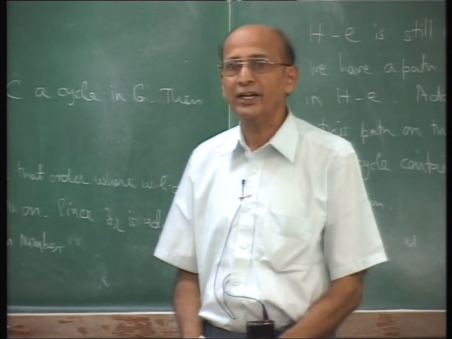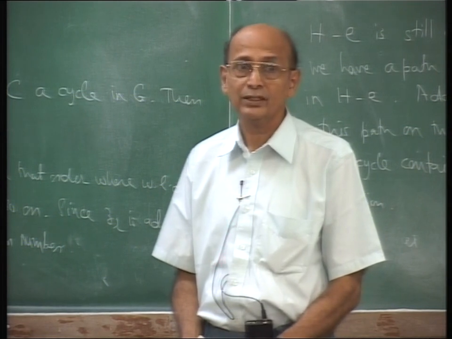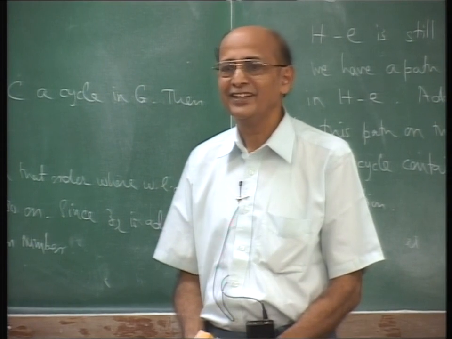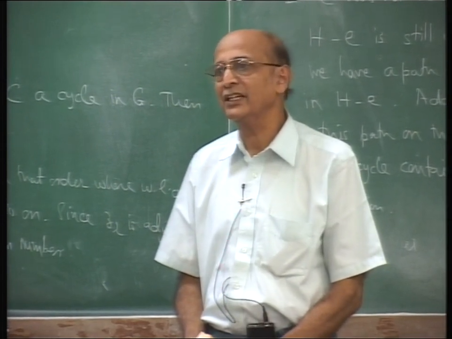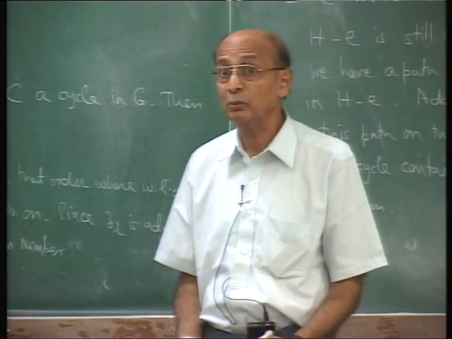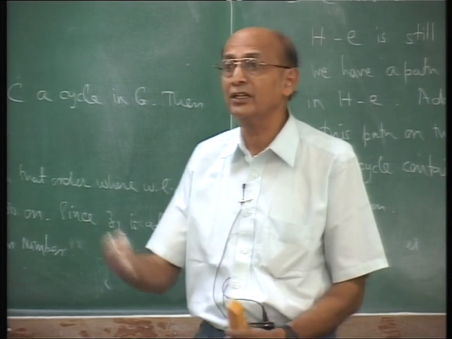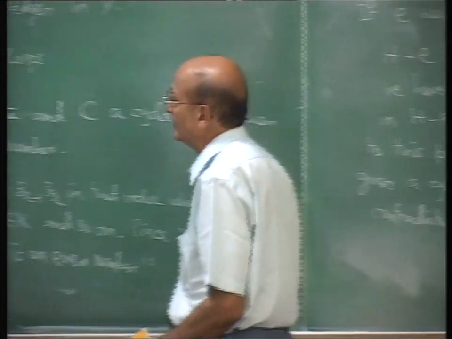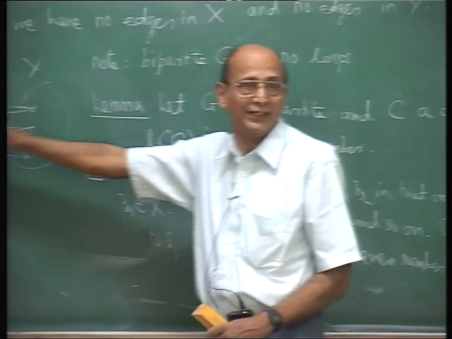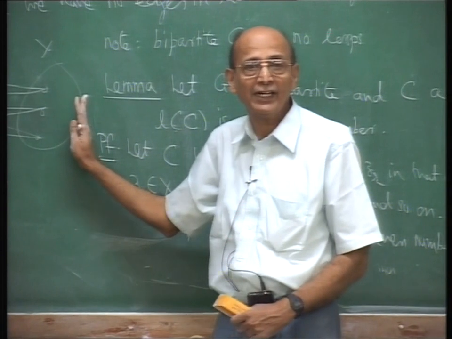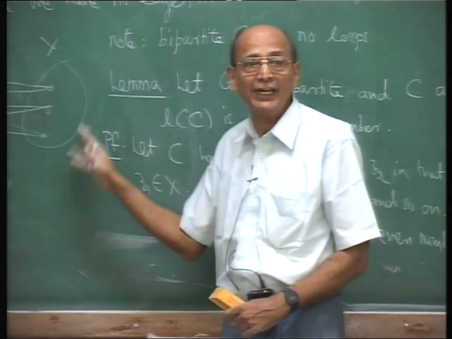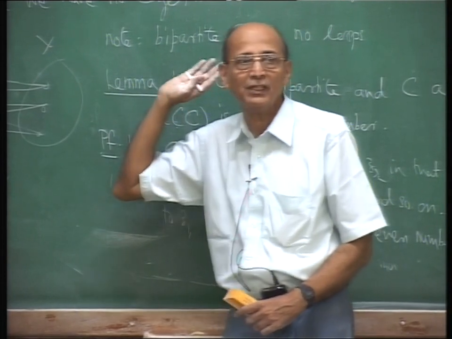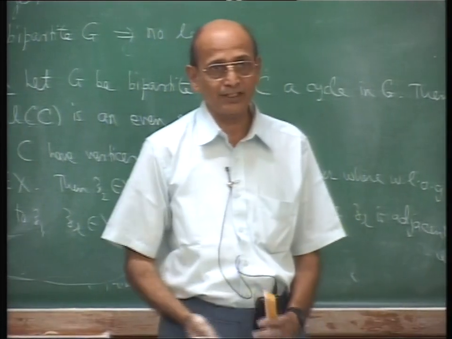Take the usual 8x8 chessboard, or any n by n. A white square is adjacent only to black squares. That is the way alternate coloring tells you. So all the white cells in a chessboard are in X, and all the black cells are in Y. The adjacencies are only between white and black, okay? Therefore, that is an example of a bipartite graph. There is a bipartition.